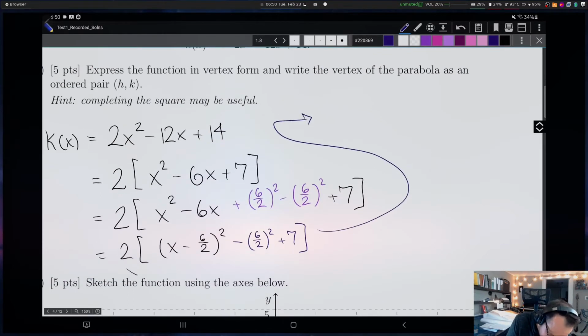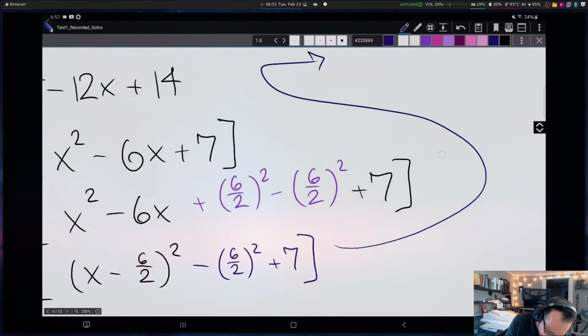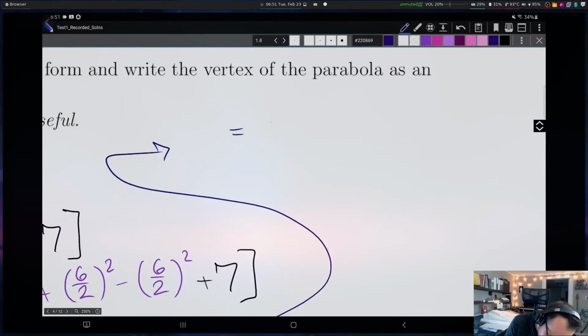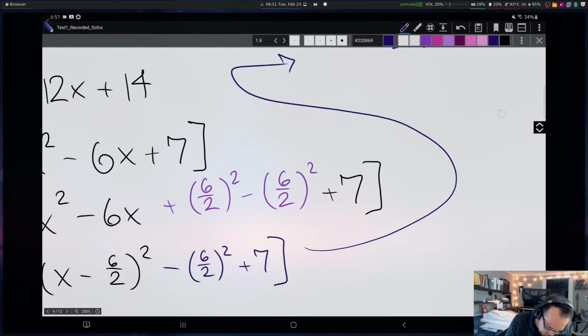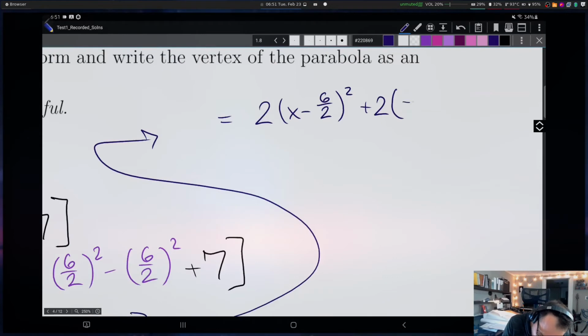I think what I want to do now is just redistribute this 2 back in, and then just be really careful that I hit everything with the 2. So then this whole thing is equal to 2 times x minus 6 halves squared, and now I want to add on 2 times negative 6 halves squared, plus 7.